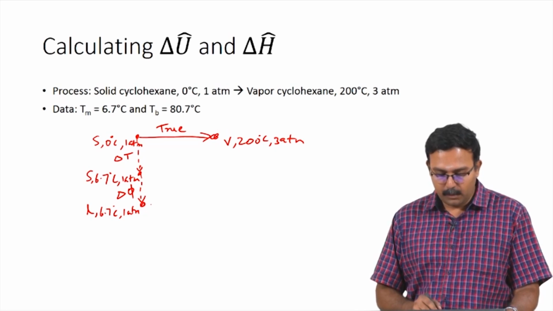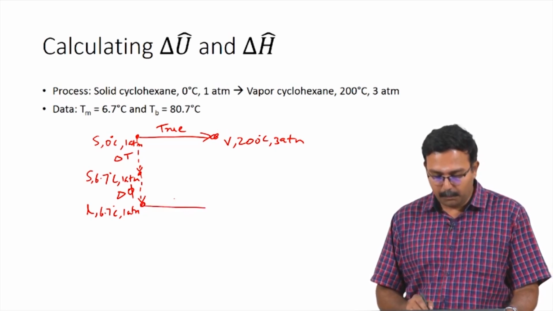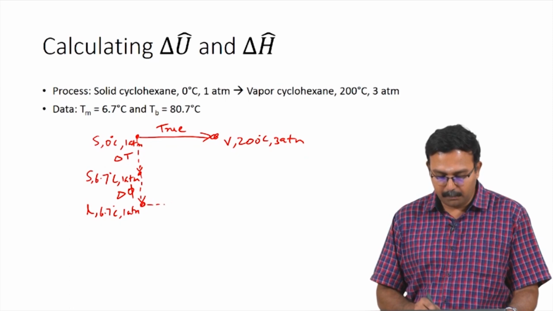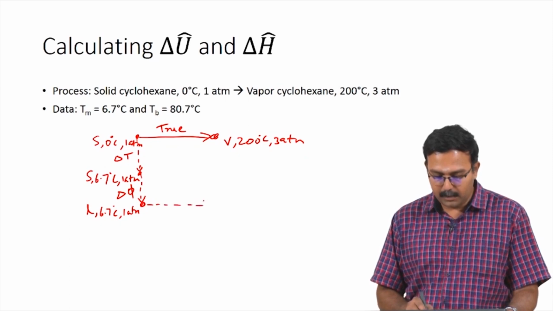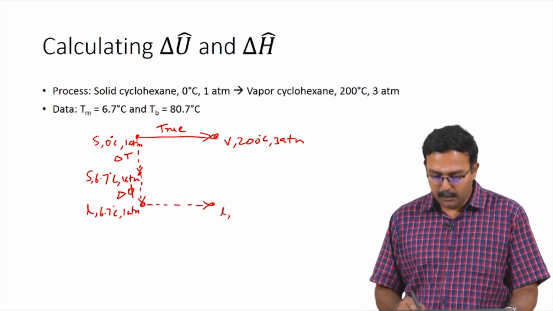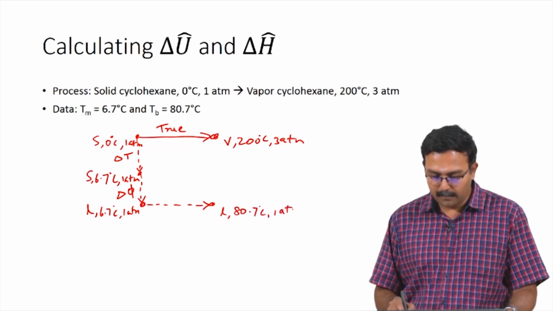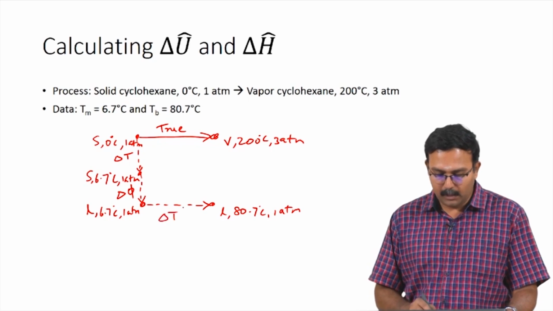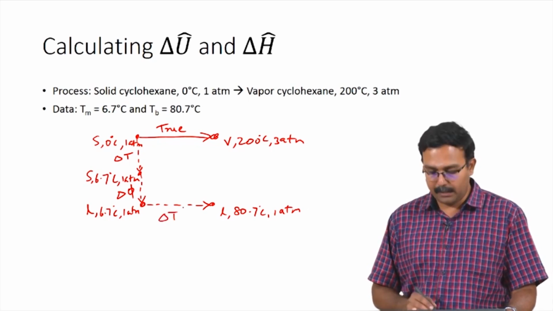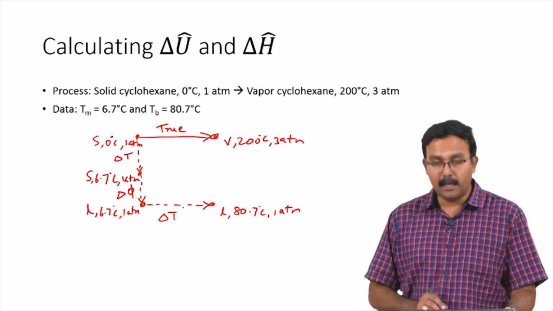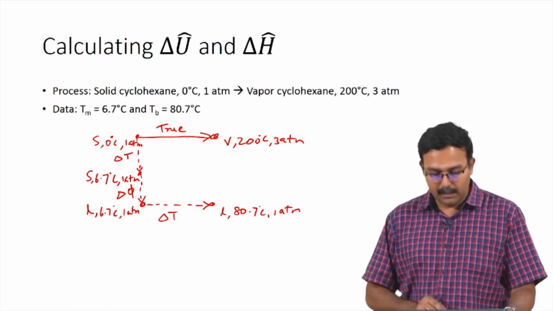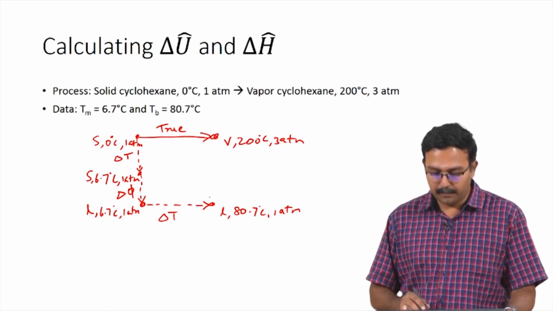So, from here you can heat the system up further to reach liquid at 80.7 degrees Celsius and 1 atmosphere. Here there is again only delta T, which is a change in temperature. The phase is still a liquid, and pressure is still at 1 atmosphere.